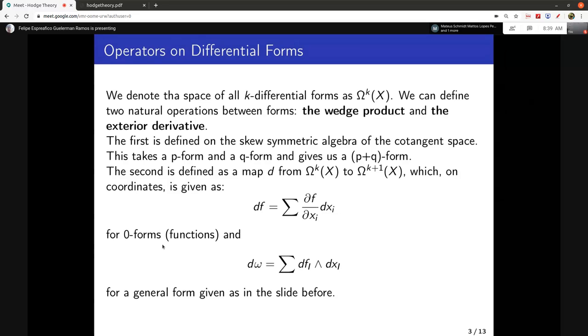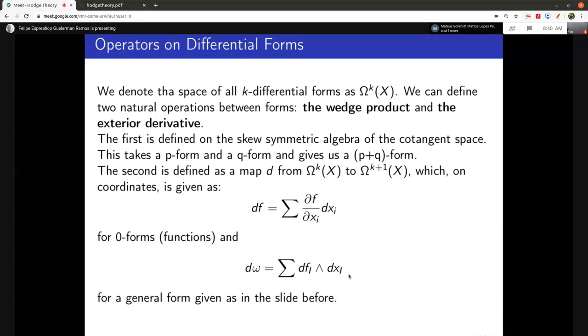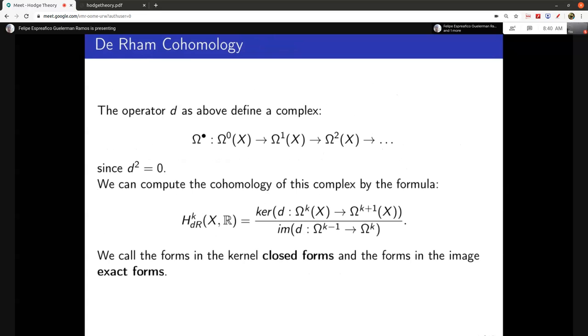And then for a general form, we can just take each function f_I we have here, compute the derivative of this function, and take the wedge product. So this will get us a k plus 1 form, right? So this is the definition of the operator d, which is called the exterior derivative. Okay.